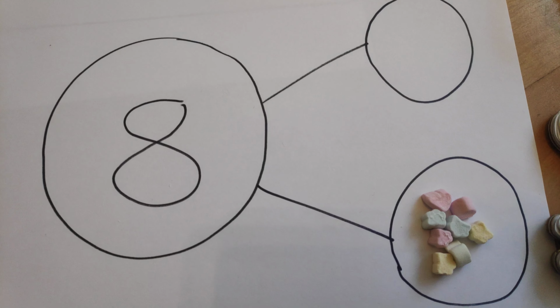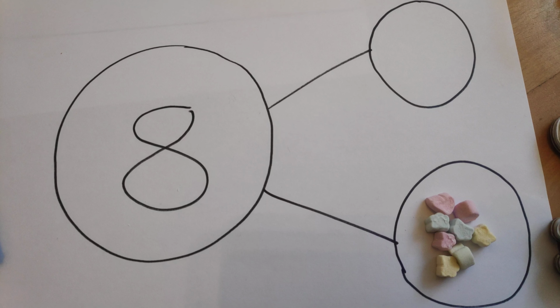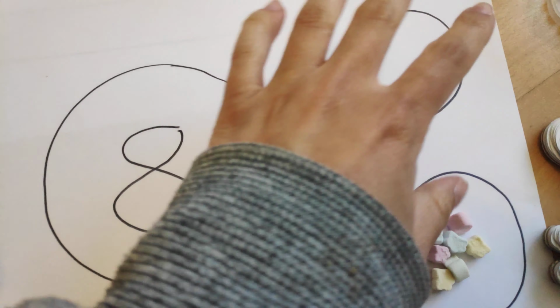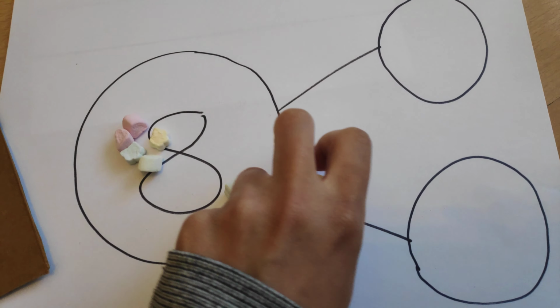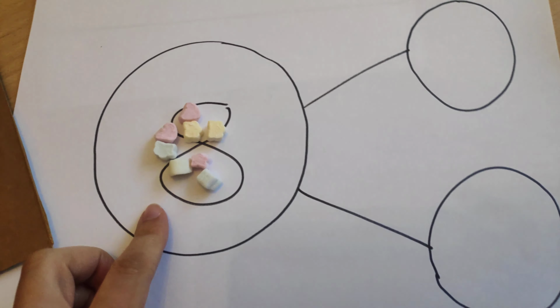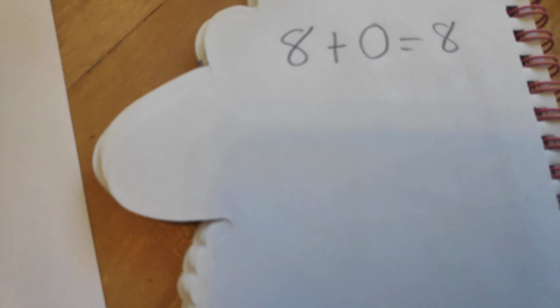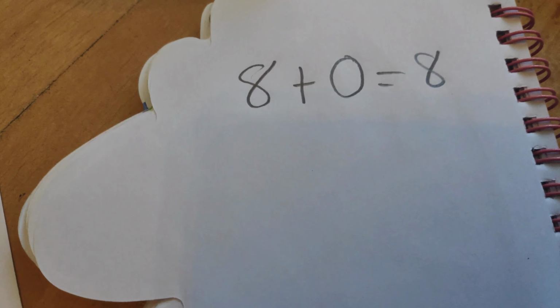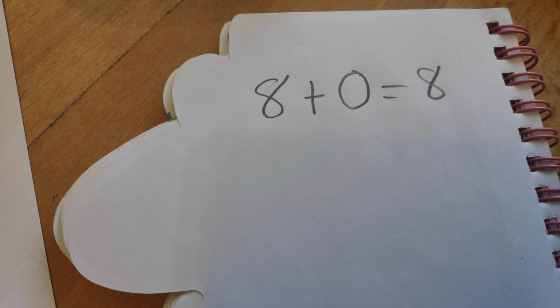And just to check the equation, we would move the marshmallows back to the whole. So we'd get our parts together. There's nothing to move across here, and then we've got our 8 to move across here. Then you get your child to double check and count them to check that there is 8 in the whole. And then we'd write the equation down. So we've got 8 and 0 is equal to 8.